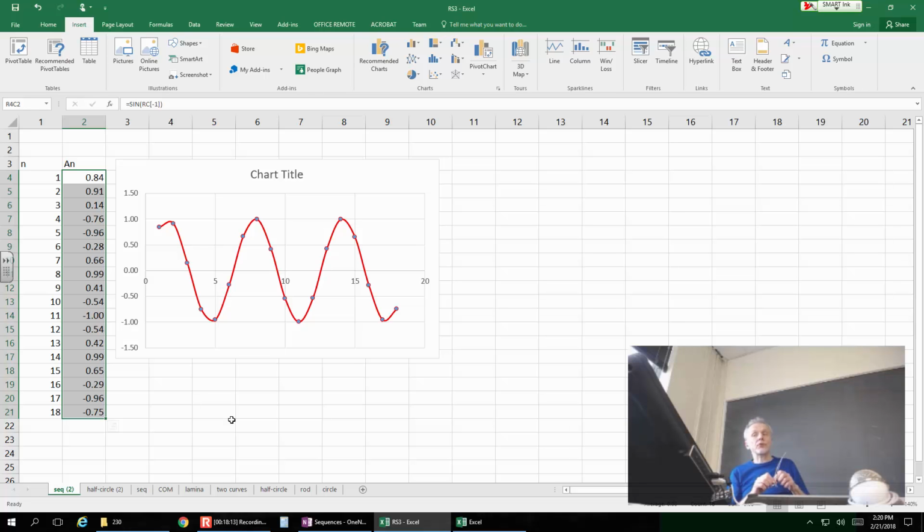So the sine function is roughly still there. But once again, the red curve is added by Excel.